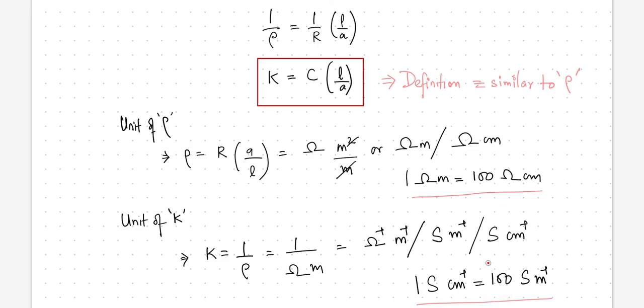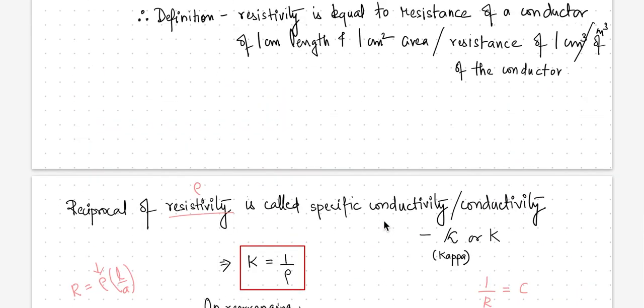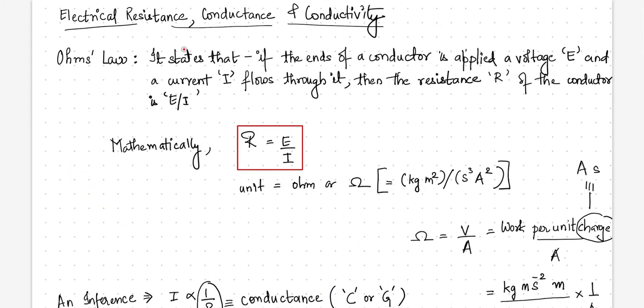So these are some of the very important parameters that we should be aware of when it comes to electrolytes or electrolytic conductors. I hope you have understood all three important terms: resistance, conductance and conductivity.